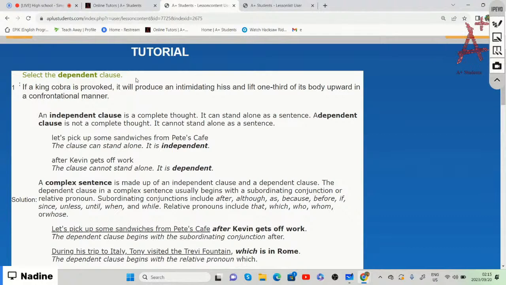And then we have a dependent clause, which is not a complete thought and cannot stand alone as a sentence. A dependent clause needs an independent clause to latch onto in order to make a complete thought. So, only an independent clause can stand on its own. It can stand alone as a sentence. And we're going to look at a few examples now.